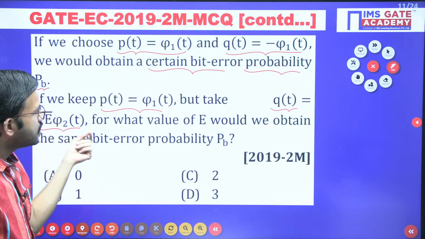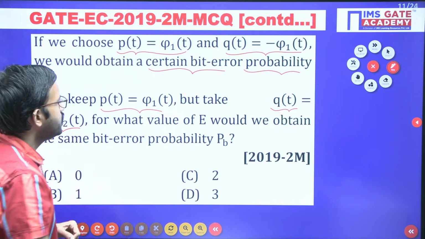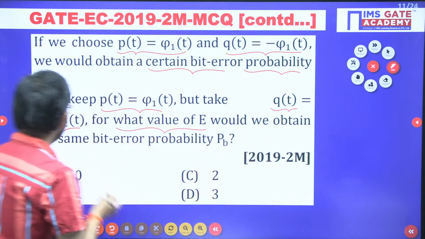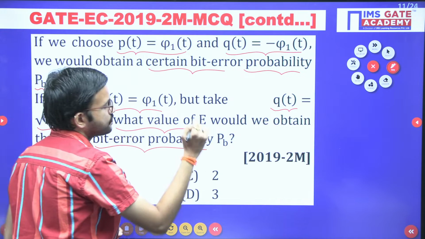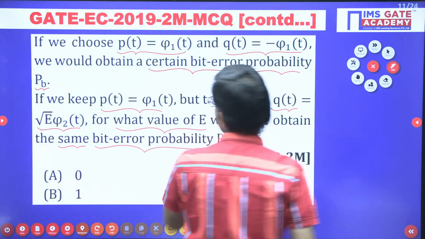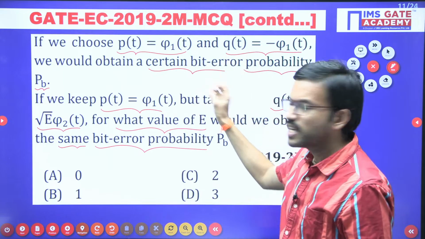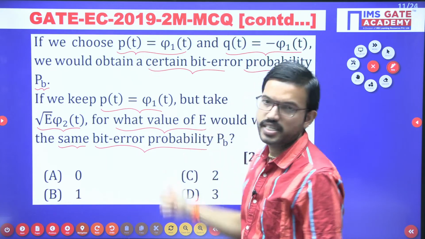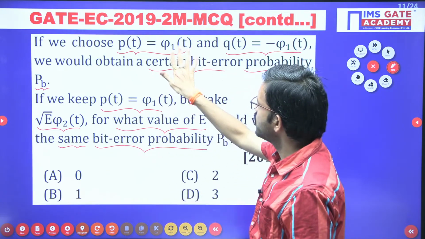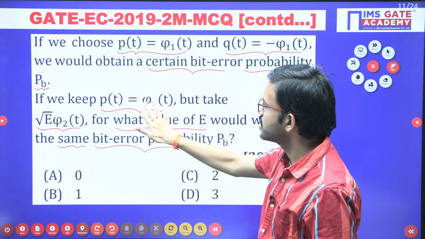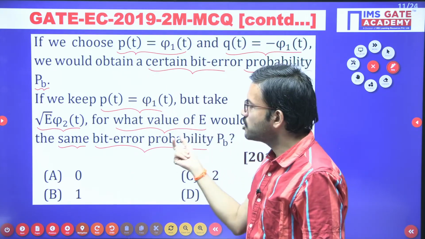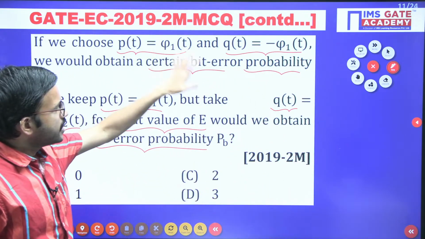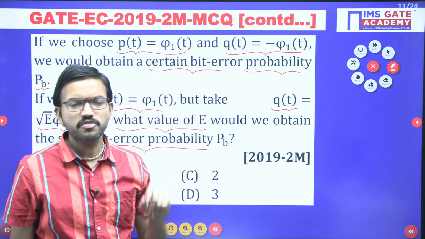Now see the interesting sentence here. What they have mentioned: for what value of e would we obtain the same bit error probability? That means with respect to case 1, whatever bit error probability you are going to get, in order to get the same bit error probability in case 2, what should be the value of e? That is the question. Here P of t, Q of t are like this, whereas in case 2 P of t, Q of t are like this. In order to get the same bit error probability, what will be the e value? Whatever they have mentioned here, try to draw the diagram. From there you will get the clue.